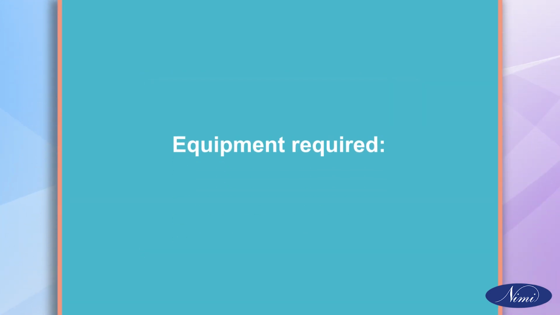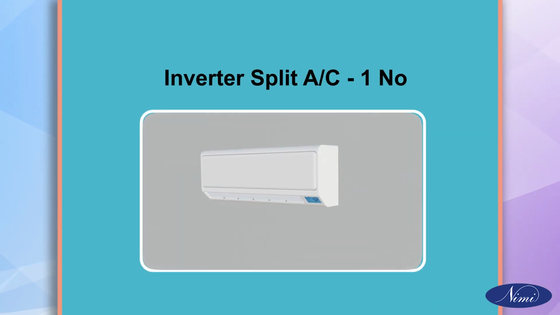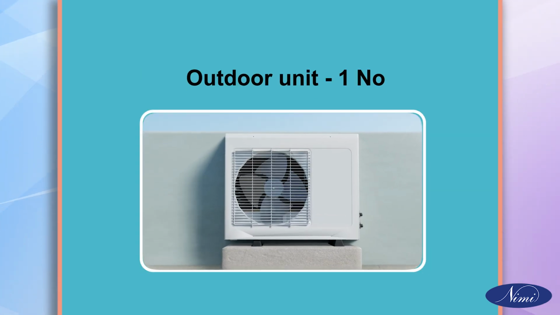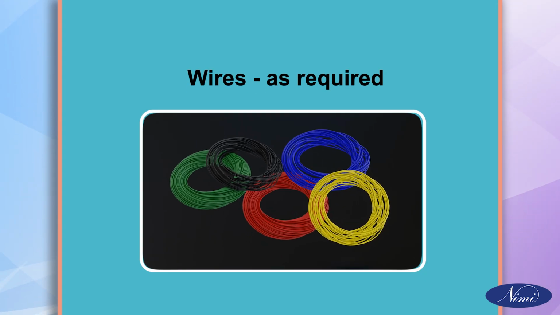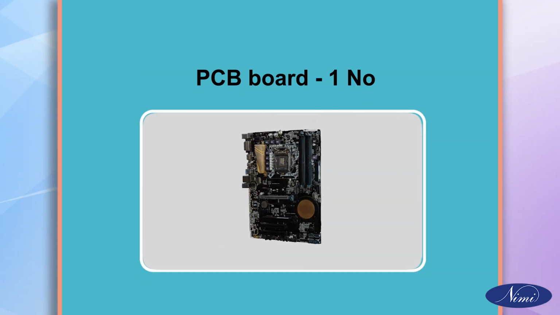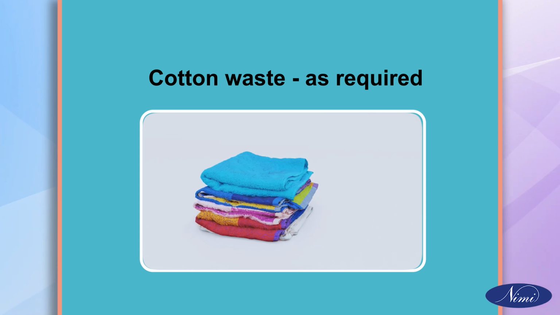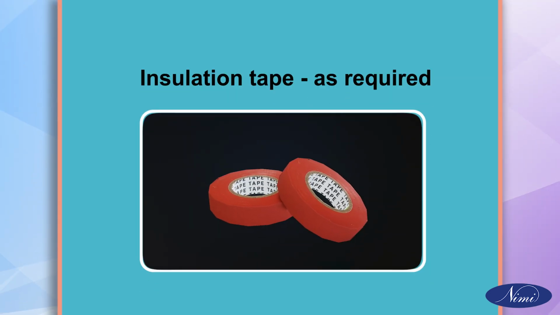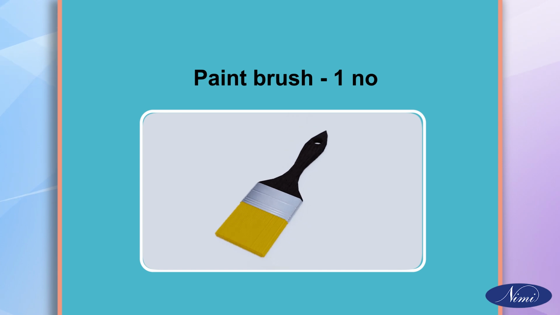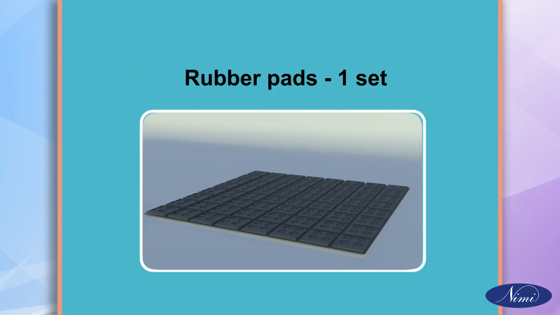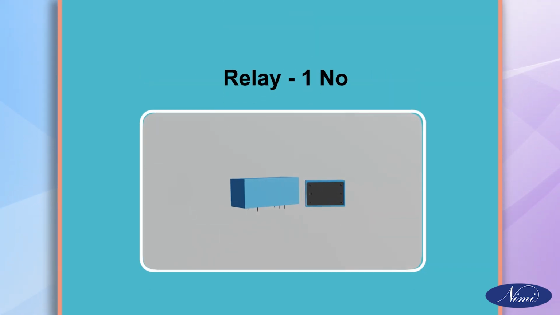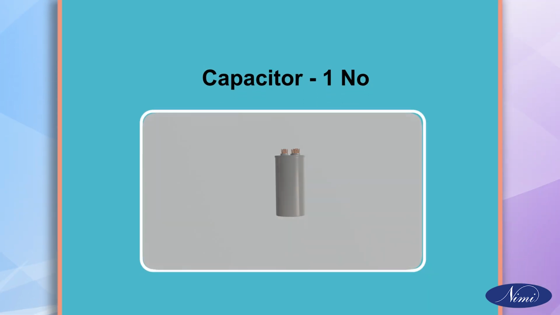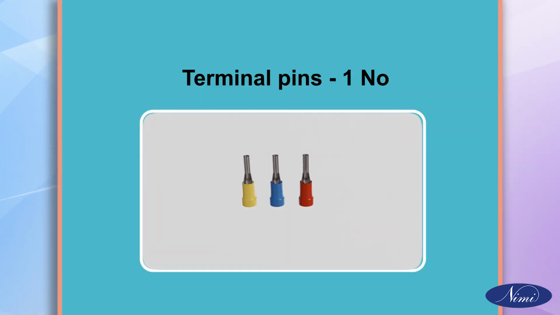Equipment required: Inverter split AC 1 number. Outdoor unit 1 number. Material or components required: Wires as required. PCB board 1 number. Cotton waste as required. Insulation tape as required. Paint brush 1 number. Angle frame. Washers 1 box. Rubber pads 1 set. Coach screw as required. Relay 1 number. Capacitor 1 number. Terminal pins 1 number.